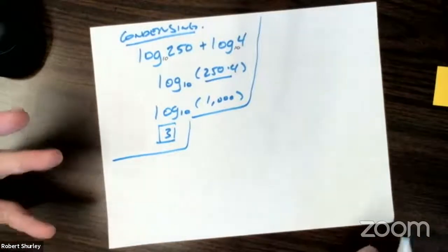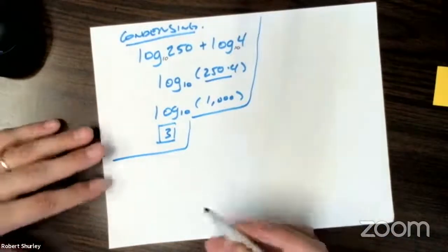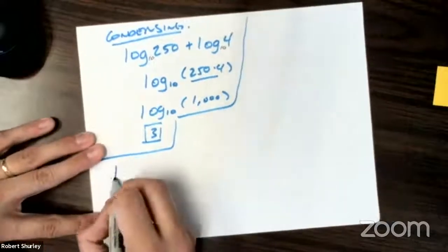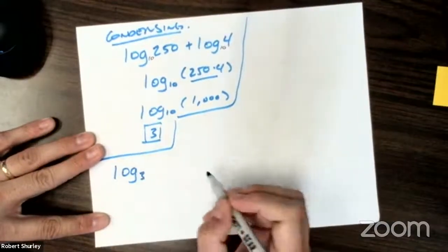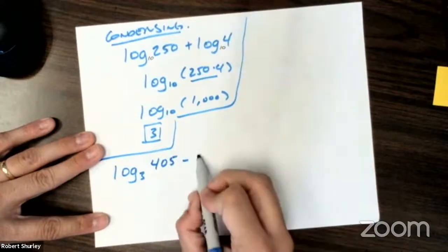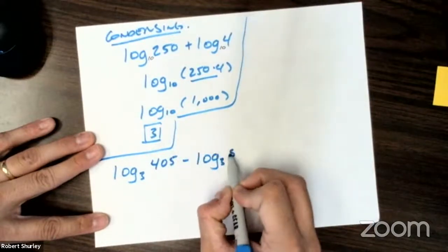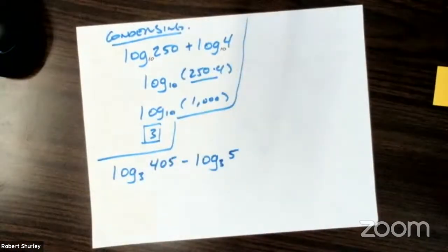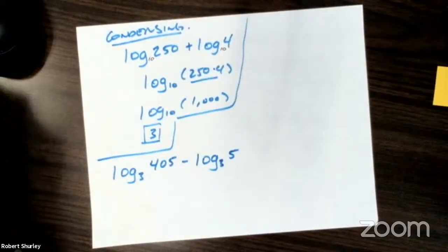So let's look at maybe a division one. Now I'm doing a few from the homework. This is number 46. You try this one: log base 3 of 405 minus log base 3 of 5. Condense these together and then simplify.